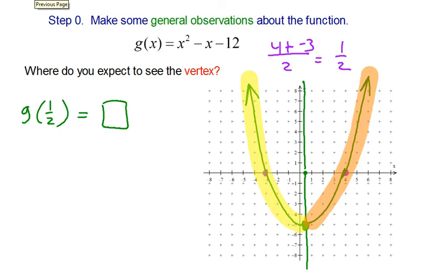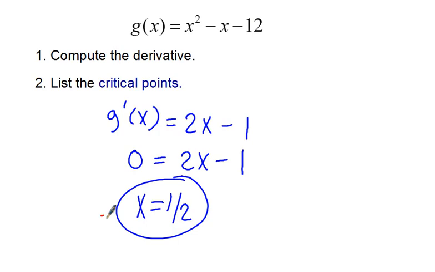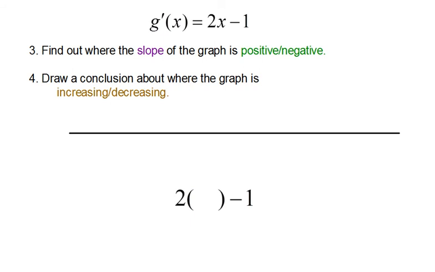And just notice that agrees with this analysis right here, which says that the vertex is halfway between the two zeros. So far, so good. That's making sense. Calculus is working so far. And as we continue, we'll take that critical number, which is 1/2, and we'll place it on a number line.